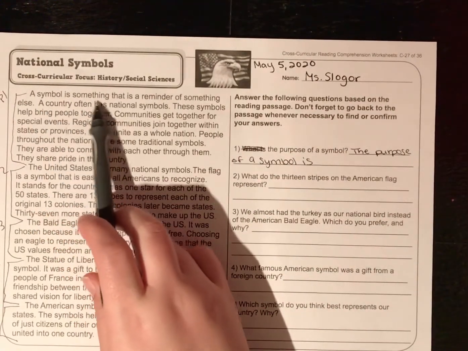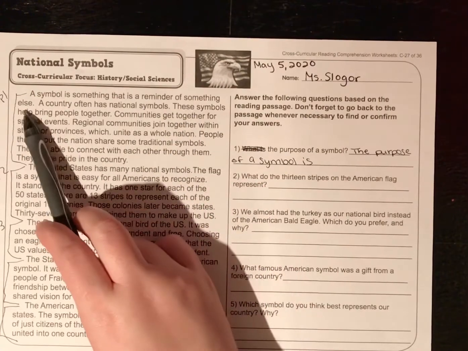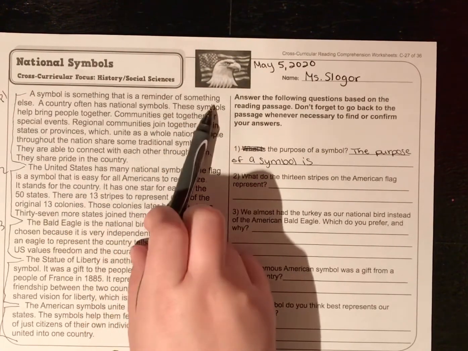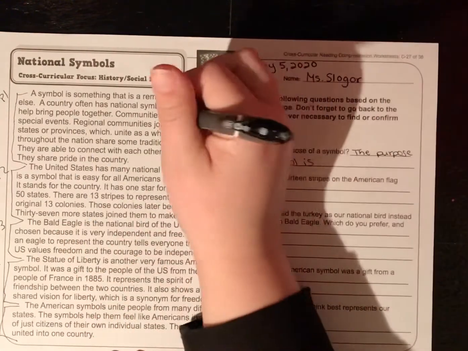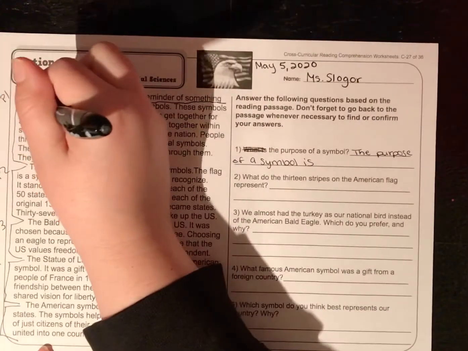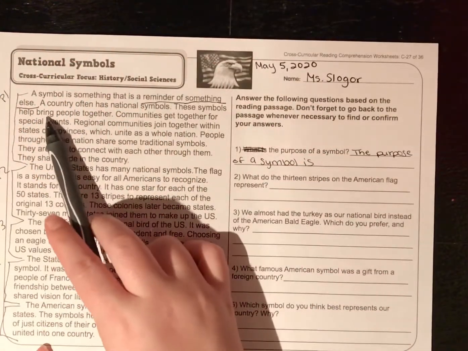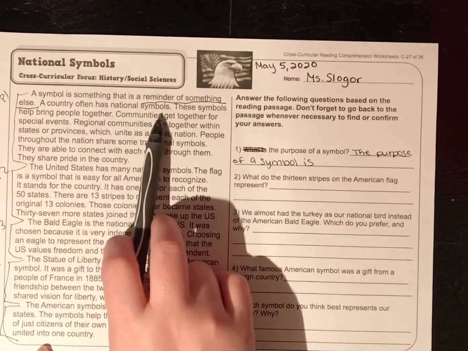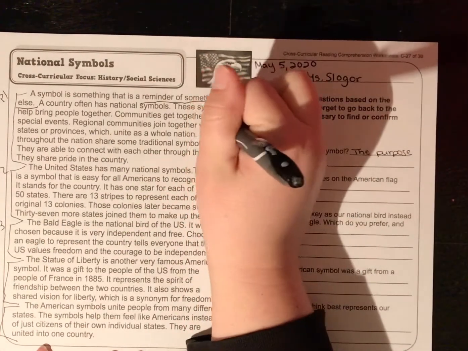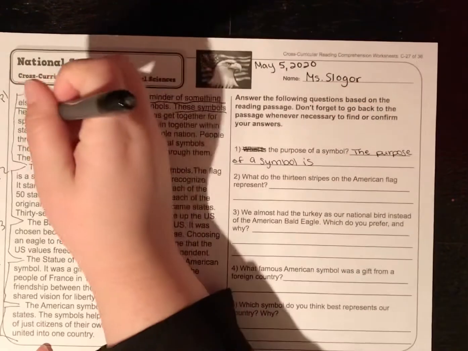A symbol is something that is a reminder of something else. What is the purpose of the symbol? Well, the symbol is to remind people of something else. There we go. Now, if we read on, we might find more. A country often has national symbols. These symbols help bring people together. So, we can underline that too.